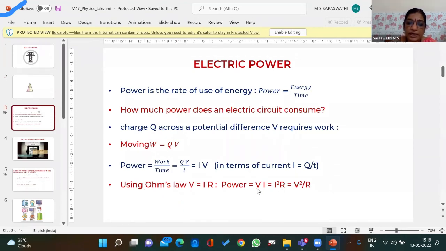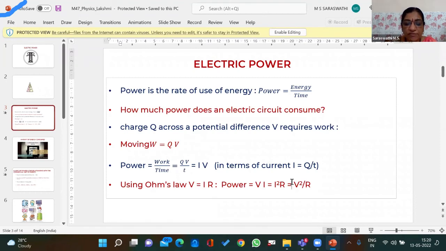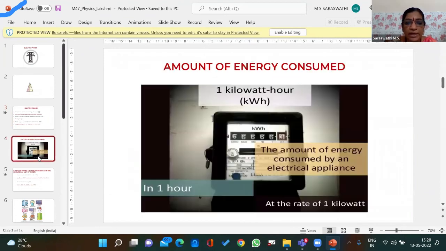Using Ohm's law, power can also be written as I squared R when they are connected in series and V squared by R when they are connected in parallel. So these are the other expressions for power. Power is V into I. Power is also equal to I squared R, which is also equal to V squared by R.